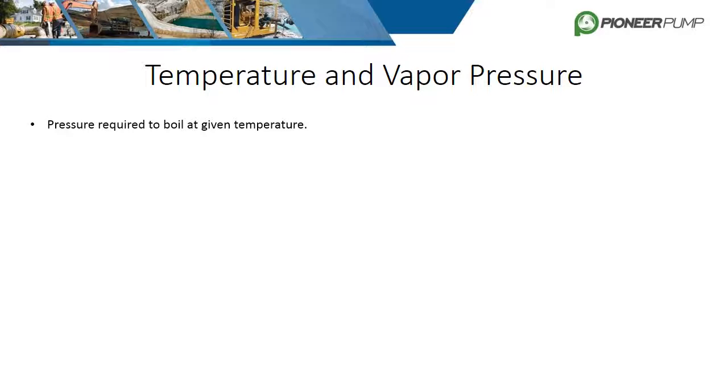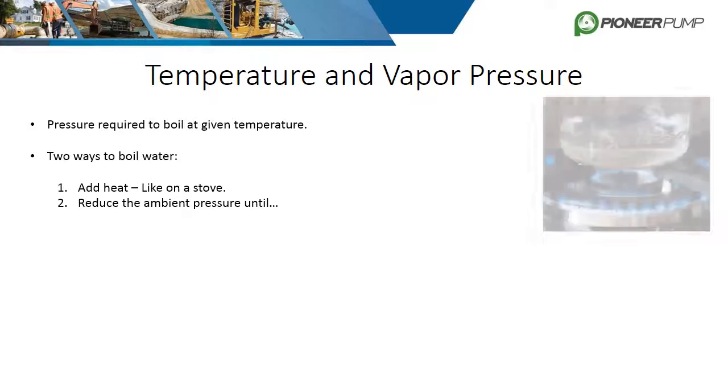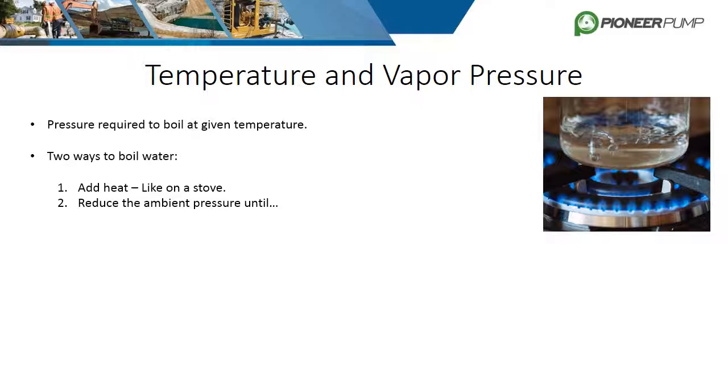Another way to describe vapor pressure is the pressure required to boil water at a given temperature. The greater the atmospheric pressure, the more heat or energy is needed to boil water. The opposite is also true. Water can boil in two very different ways. The most common way is to heat up the water until it reaches around 212 degrees Fahrenheit, like you would do on your kitchen stove. Another way to boil water is to lower the ambient pressure until the boiling occurs. This will happen at around 1/40th of atmospheric pressure when the water is 70 degrees Fahrenheit.